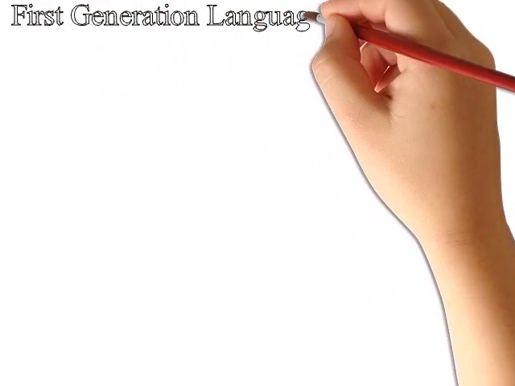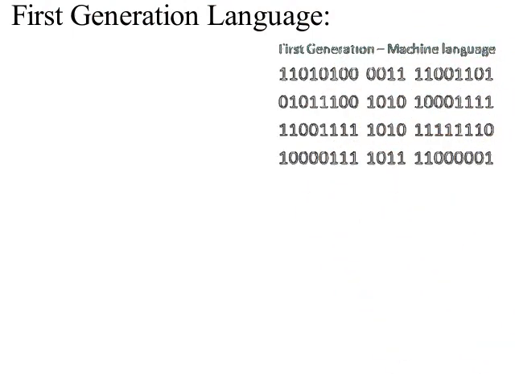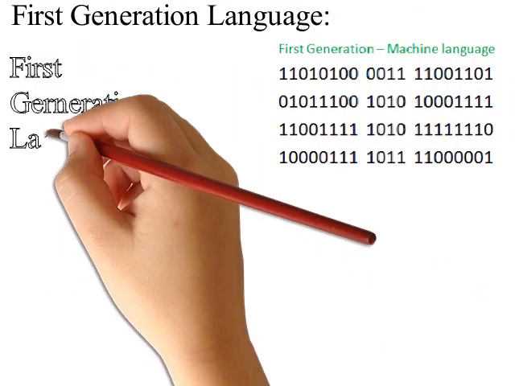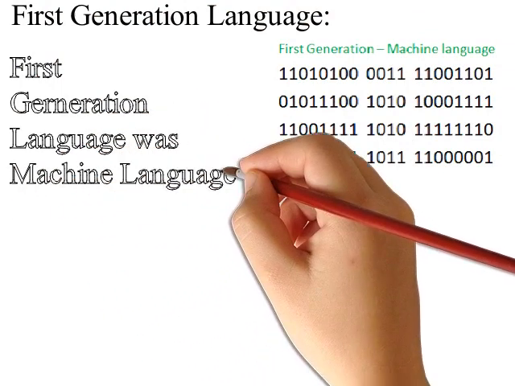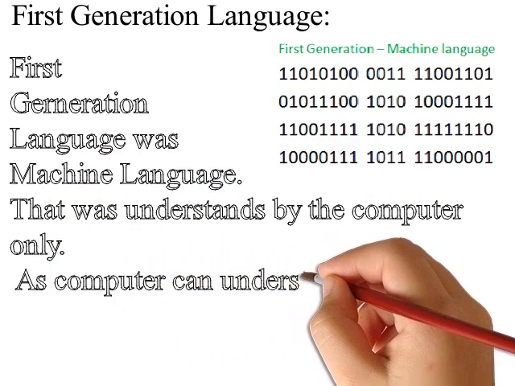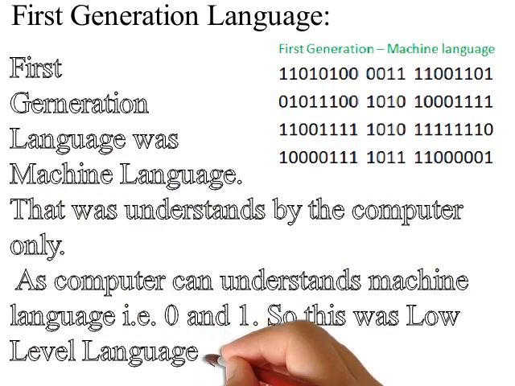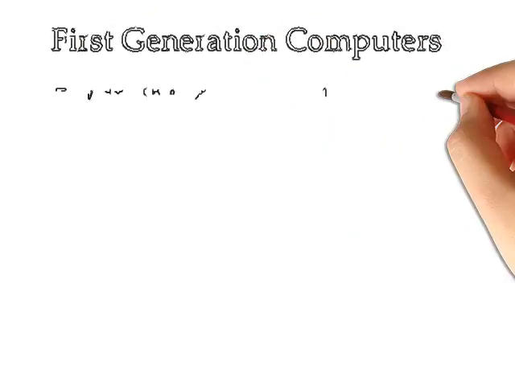First generation language. See, this is binary language. First generation language was machine language that was understood by the computer only. As the computer can understand machine language, 0 and 1, this was a low level language.